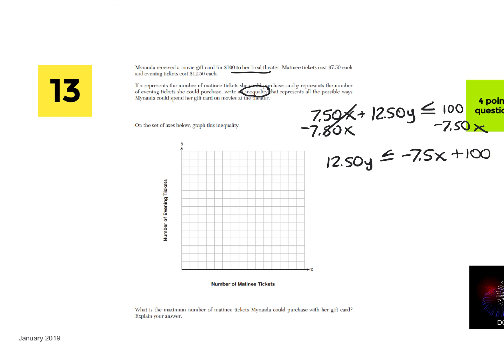Now you will divide both sides by your 1250, so I'll have 750 divided by 1250, and I'm going to end up with 0.6 negative. So I'll end up with y is less than or equal. I don't need to flip the inequality. I didn't divide by a negative, and I'll end up with negative 0.6x, and then I'll do 100 divided by 12.50. That would be 8 plus 8.